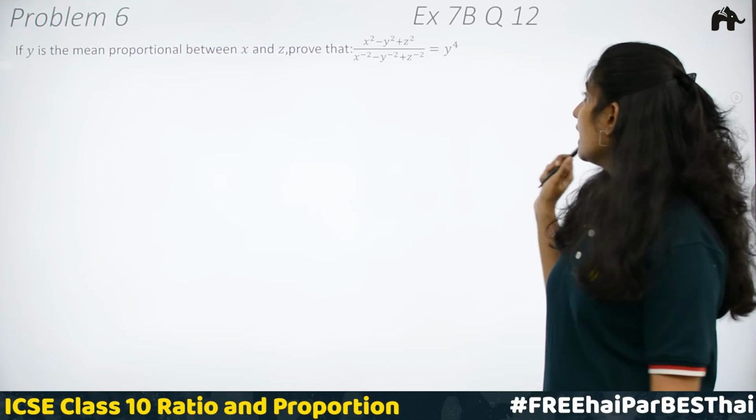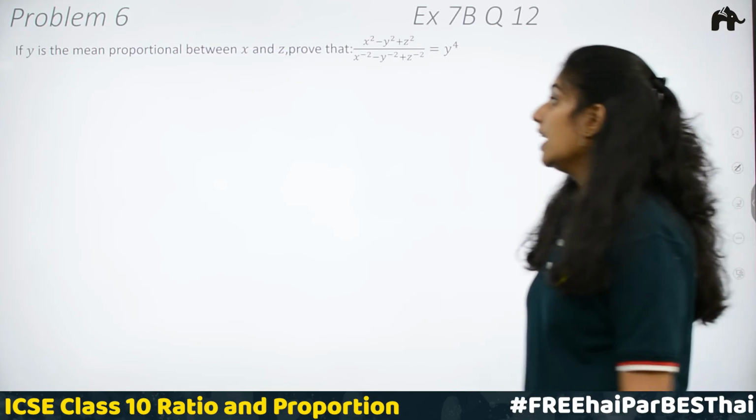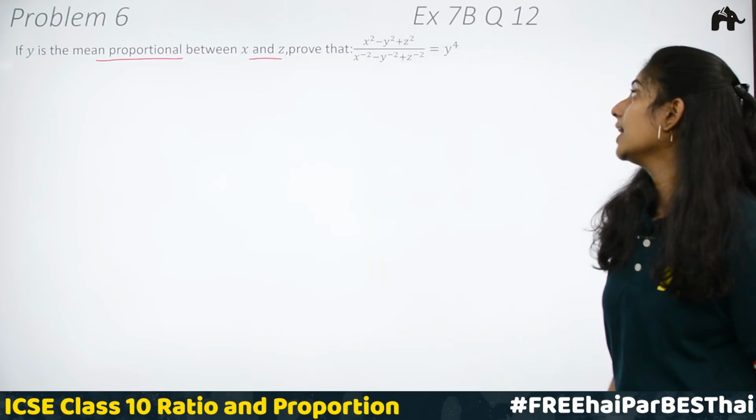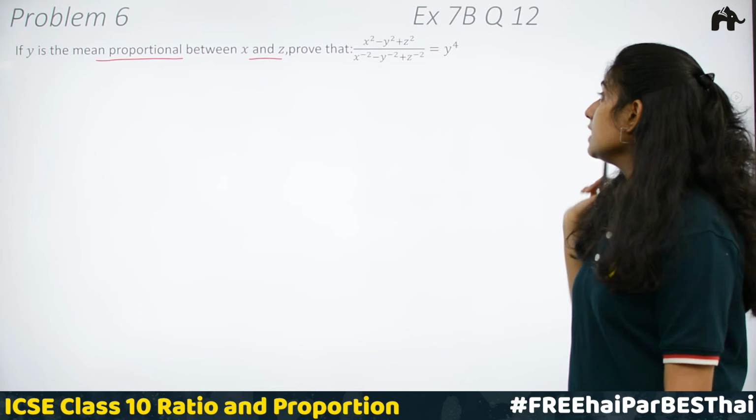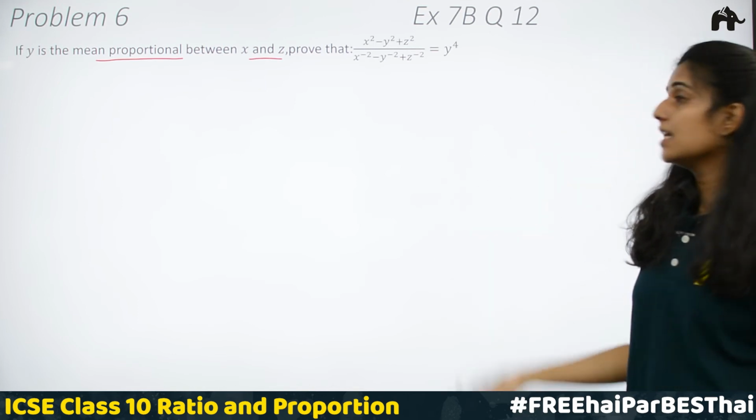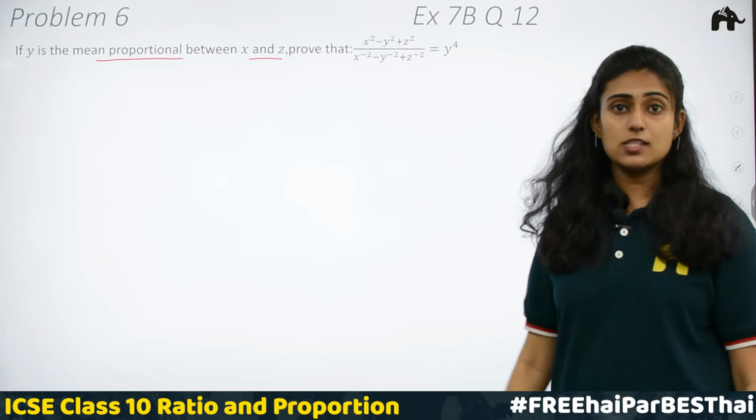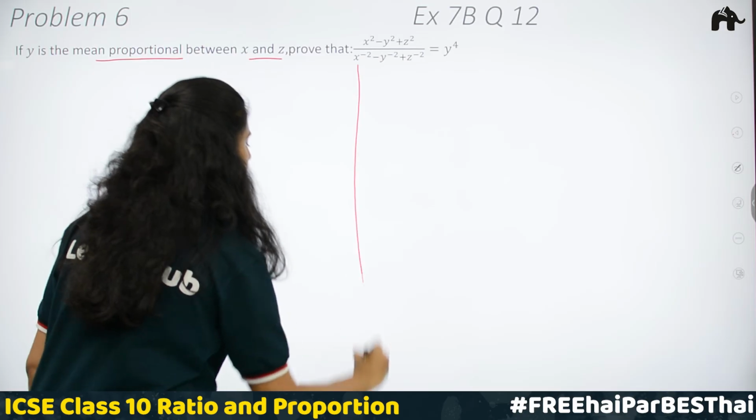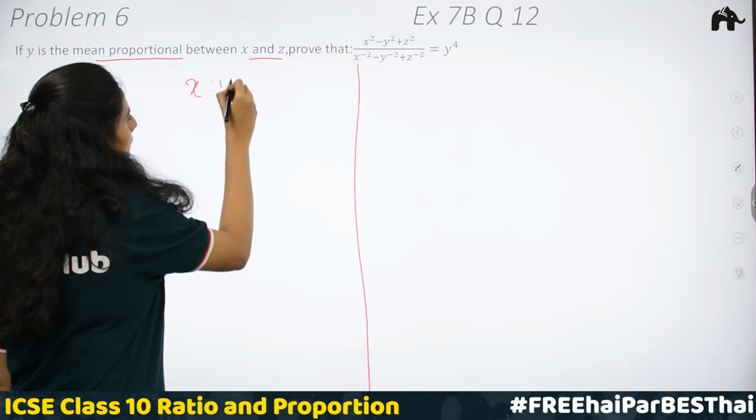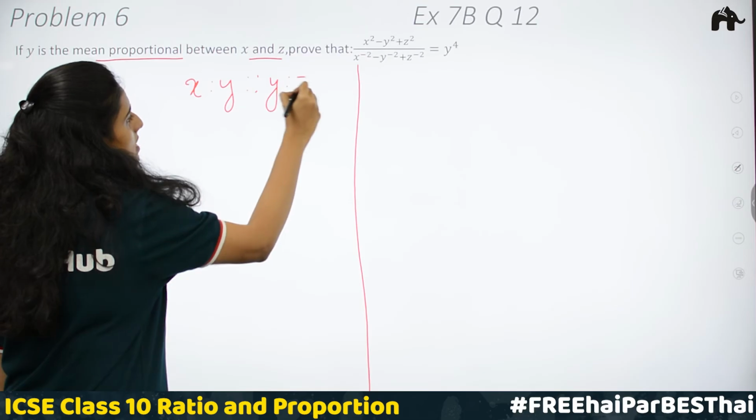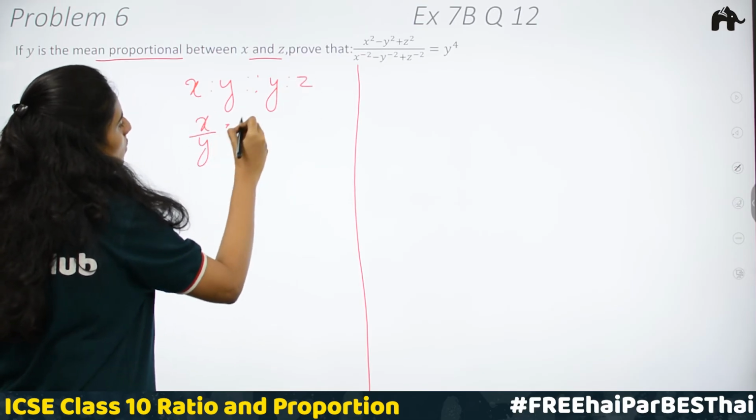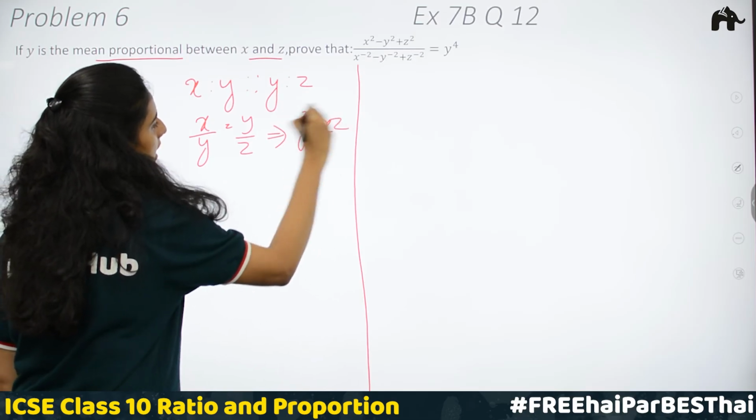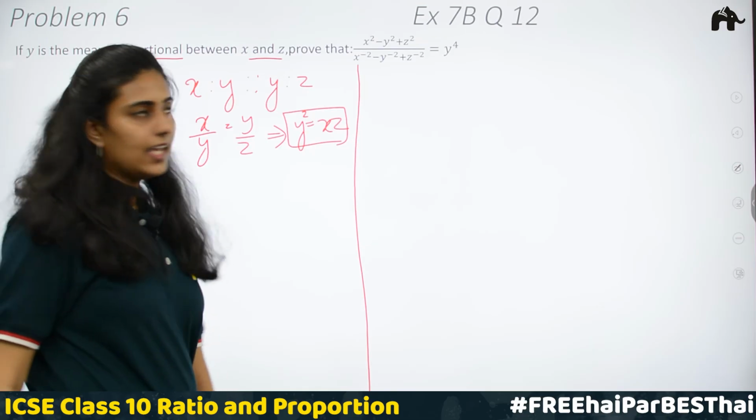Problem 6, question 12 of exercise 7B. If y is the mean proportional between x and z, prove that (x square minus y square plus z square) divided by (x raised to minus 2 minus y raised to minus 2 plus z raised to minus 2) is equal to y raised to 4. Here the mean proportional is y. We can write x is to y as y is to z. That is x by y is equal to y by z, which implies y square is equal to xz.